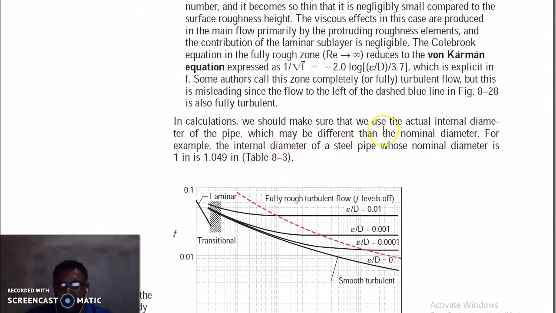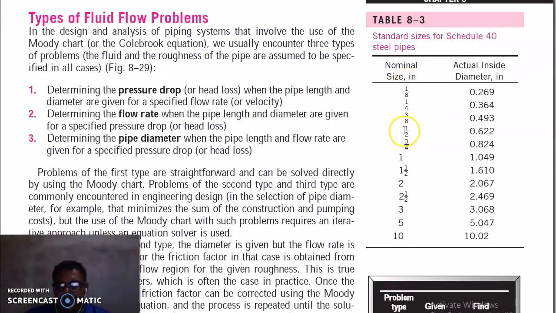In the calculation, you should take care to use the actual internal diameter of the pipe, which may be different from the nominal diameter. For example, the internal diameter of a steel pipe whose nominal diameter is 1 inch is 1.049 inch. This is the nominal size, this is the actual inside diameter.